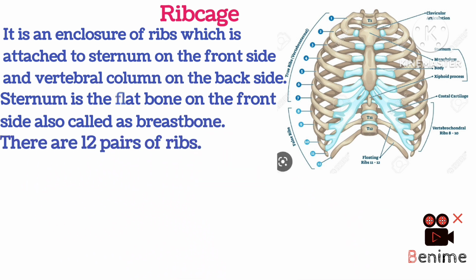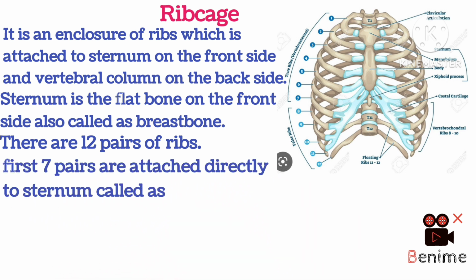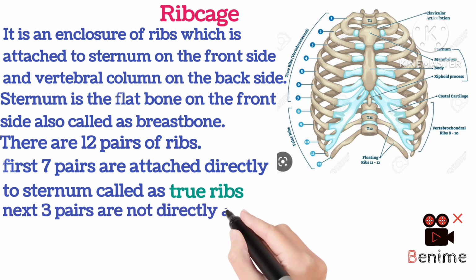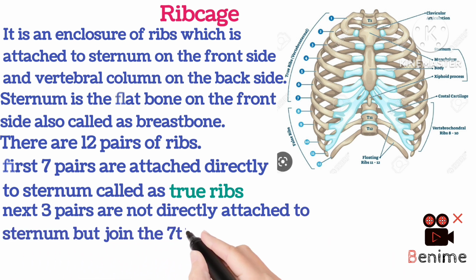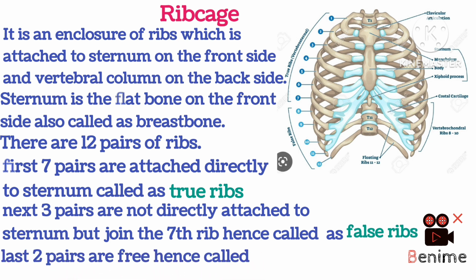There are 12 pairs of ribs. First 7 pairs are attached directly to the sternum, called true ribs. Next 3 pairs are not directly attached to the sternum but join the 7th rib, hence called false ribs. Last 2 pairs are free, hence called floating ribs.